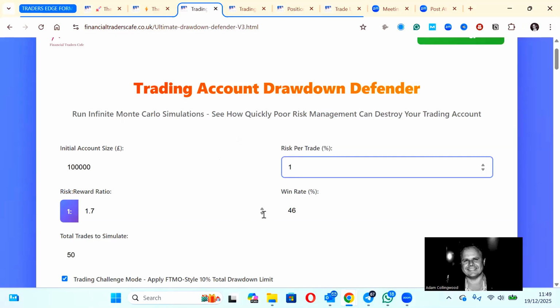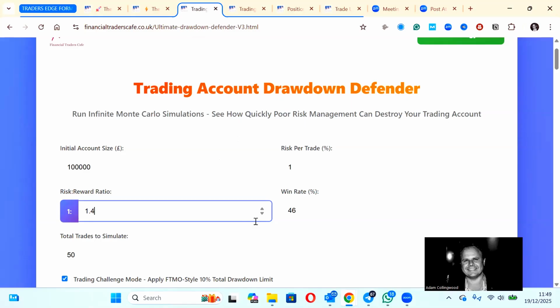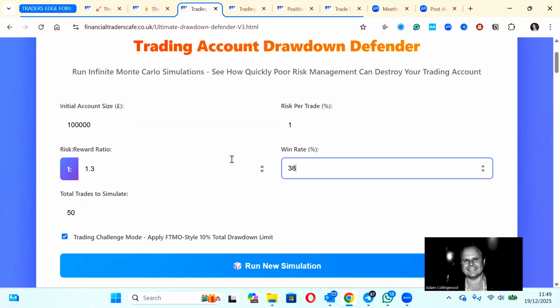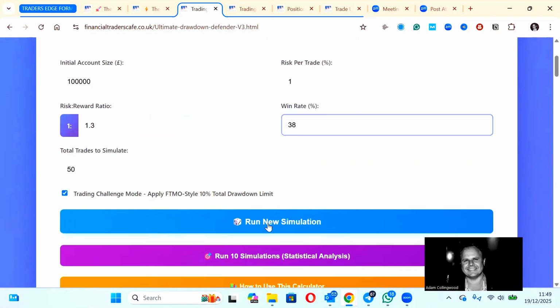So what we're going to say here is you've got 100,000. You've done the numbers, you're tracking everything, and it's telling you that your risk reward ratio on a rolling basis is only 1.3. You're risking 1% on a trade. Your win rate is not great at the moment. Let's just say it's like 38%. All right. You're risking 1%. So what we're going to do is we're going to run the simulation on this.